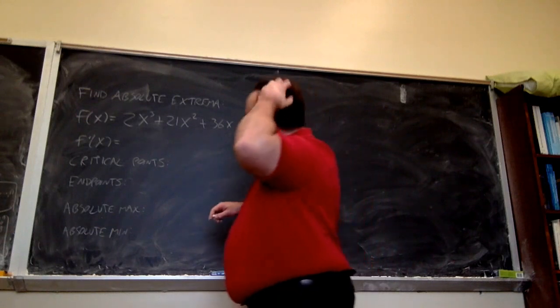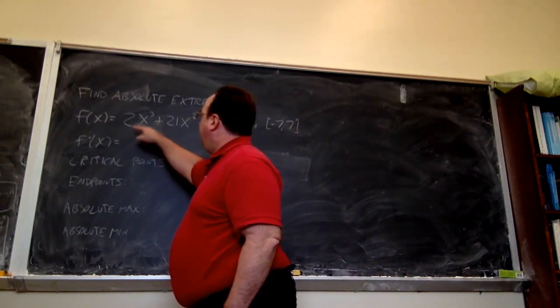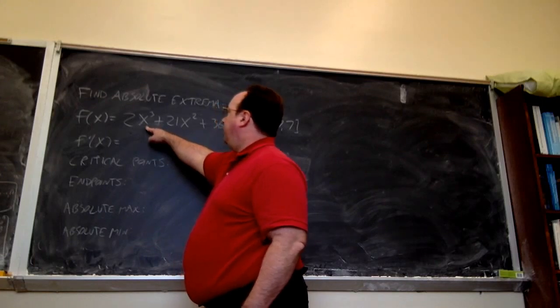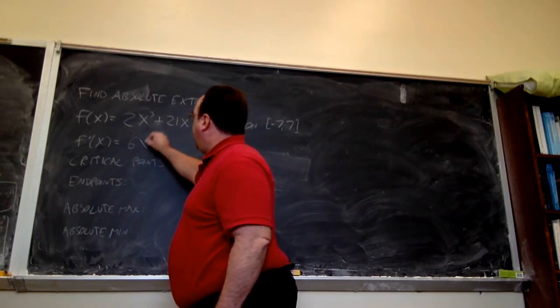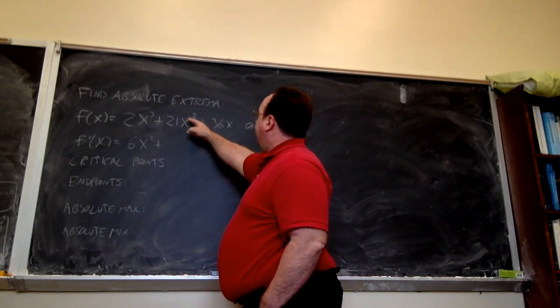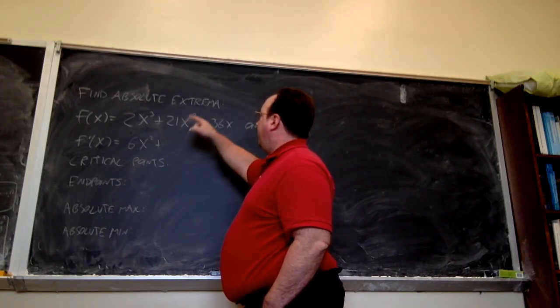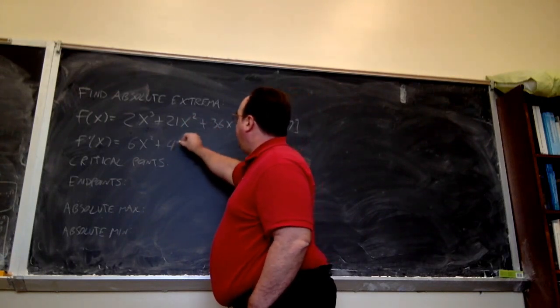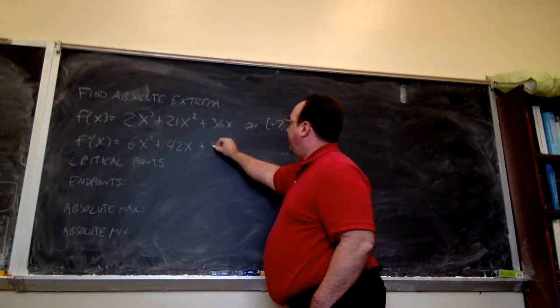So the derivative of this function would be, so 2x cubed would be 2 times the derivative of x cubed, which is 3x squared. So I get 2 times 3, so 6x squared, plus 21 times the derivative of x squared, which is 2x. So I have 21 times 2, which is 42x, plus the derivative of 36x, which is just 36.